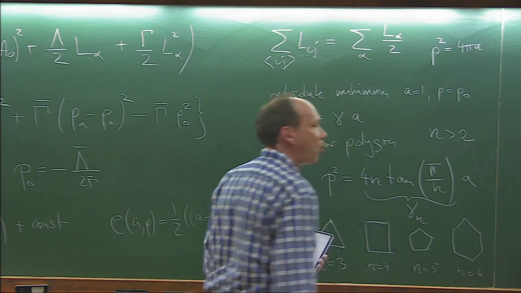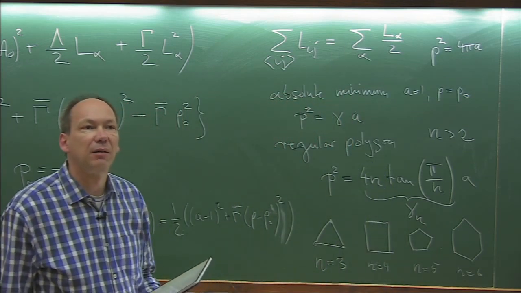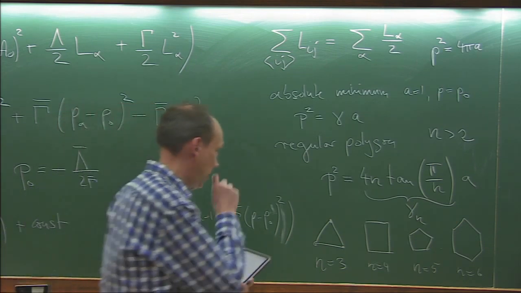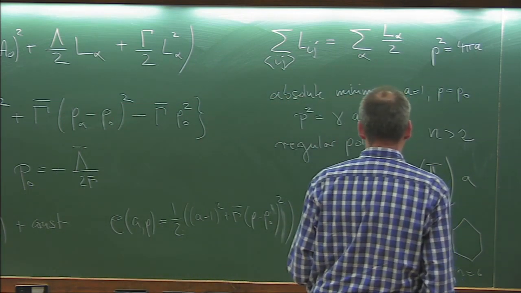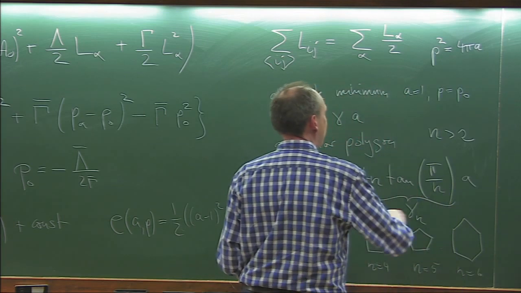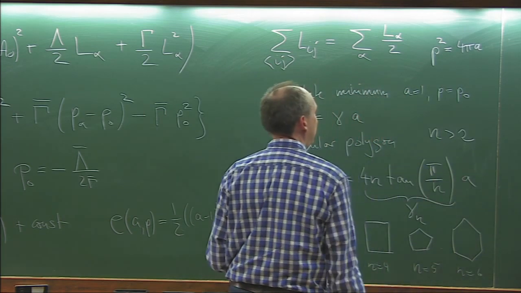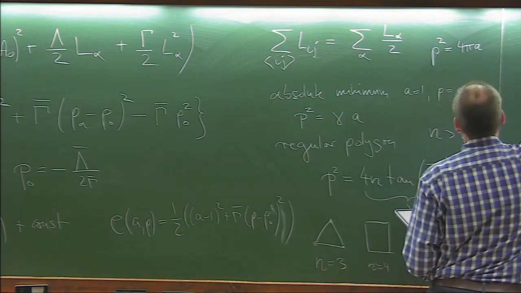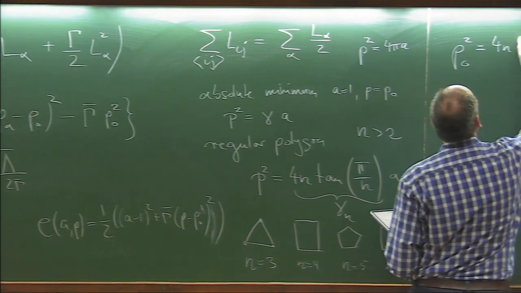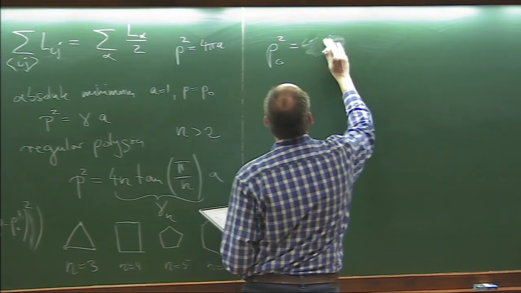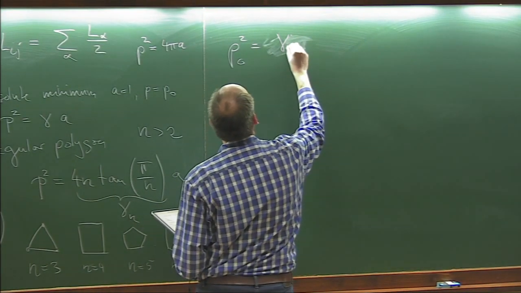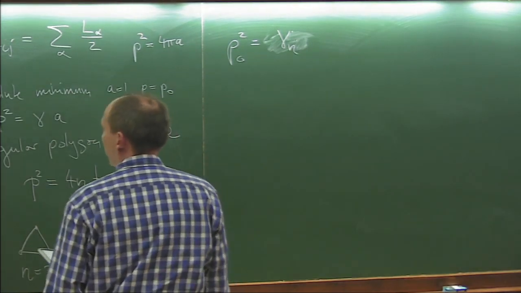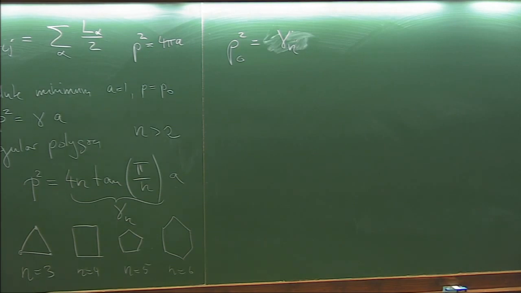Now, we can first ask, where are these perfect polygon solutions in our diagram? There are solutions if A equals 1 and P equals P0. This means that P0 squared equals 4n tangent pi over n. Let me just write it with this gamma n. P0 squared equals gamma n. And we know that P0 is given here.